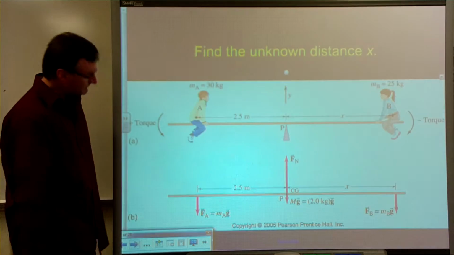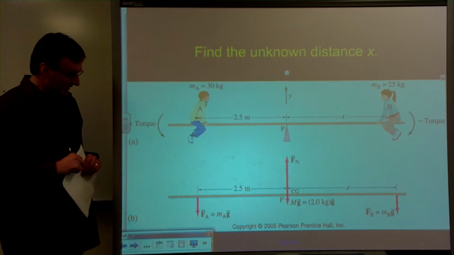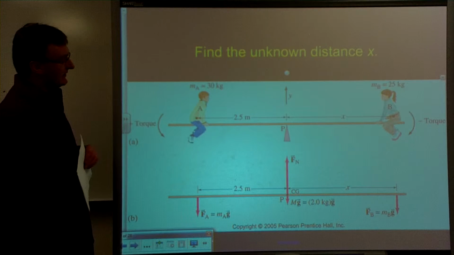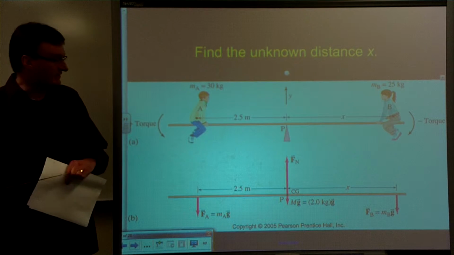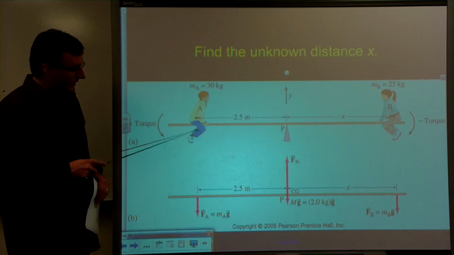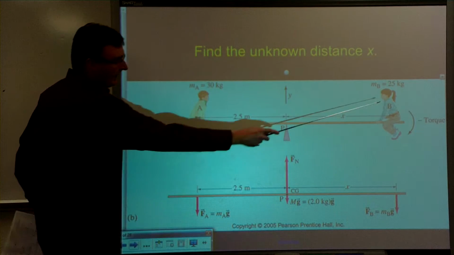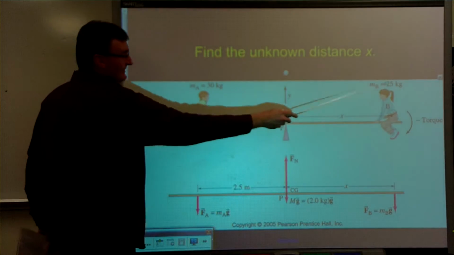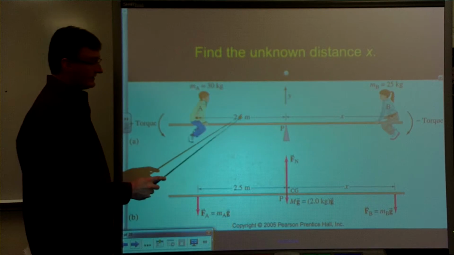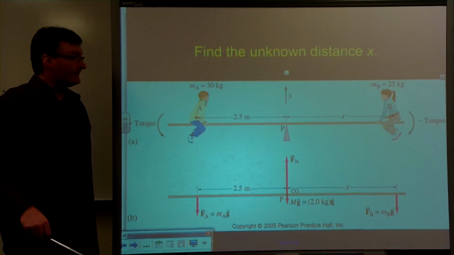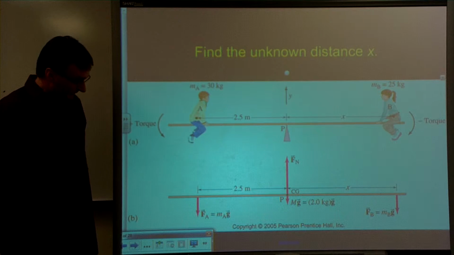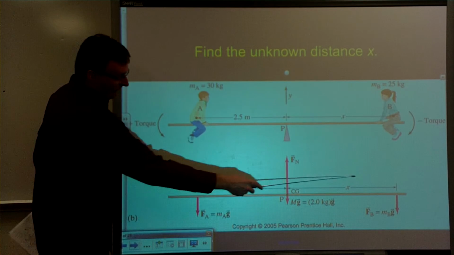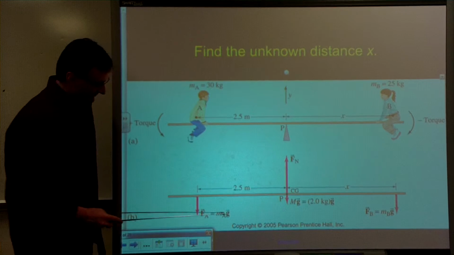So we'll look at an example here, and here's a typical kind of example where we need to find the unknown distance x. We have a situation where we have a person on one end of the teeter-totter and somebody else on the other end over here, and as you can see, the masses are different, and so obviously the distances will have to be different if the object is in equilibrium. And so here's where we put the forces on here, as well as the distances, etc.